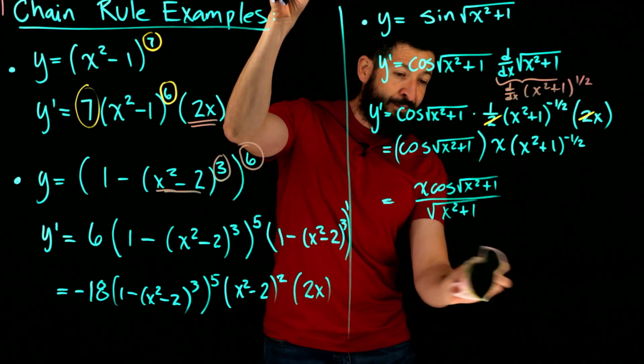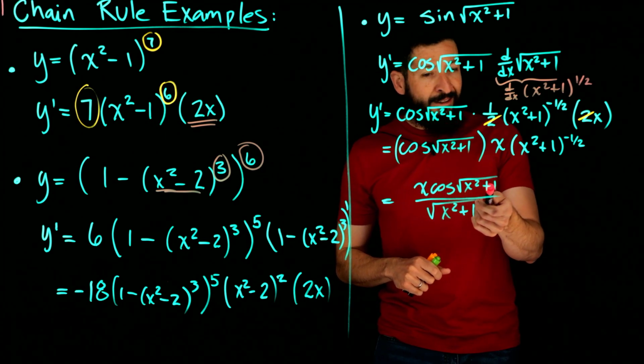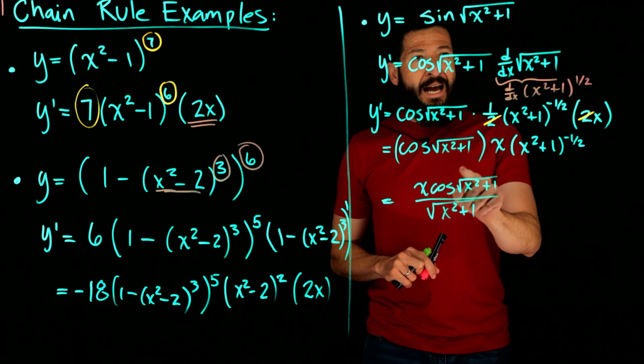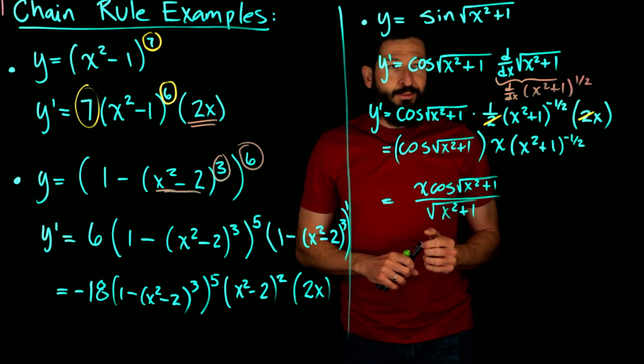So some people get confused when they see things like this. They say, well, are you grabbing cosine and multiplying times? No. You're grabbing the cosine function and evaluating it at that square root. So those don't cancel, and then that remains to be our answer.